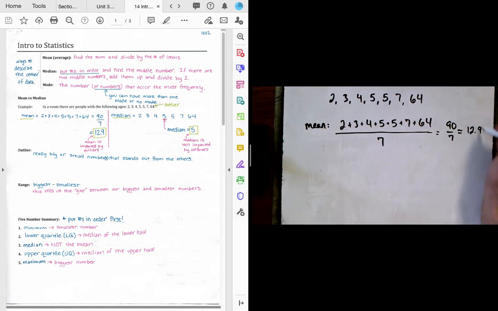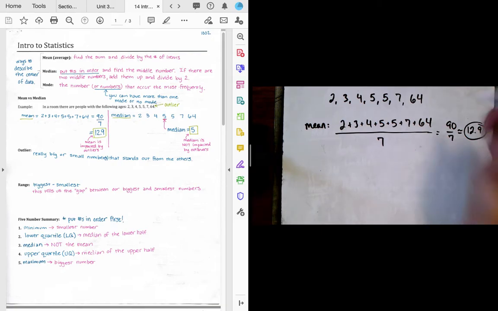So when we look at this number as a measure of the middle of this group, it's telling us that the average age is almost 13 years old. But we know of these 7 people that are in the room, 6 of them aren't even close to that age, right? None of them are even teenagers. They're all pretty young. So you can see what that 64 does.